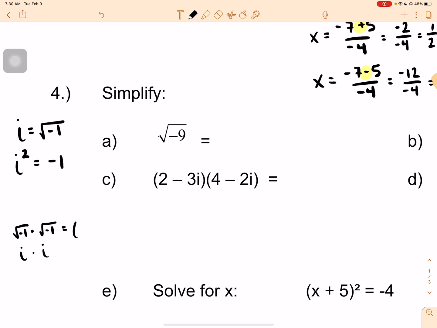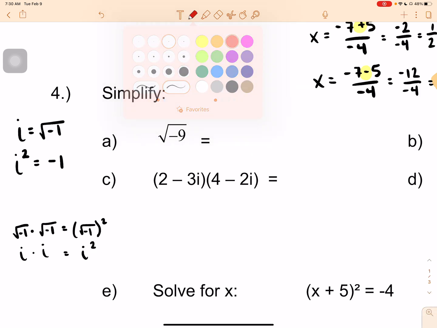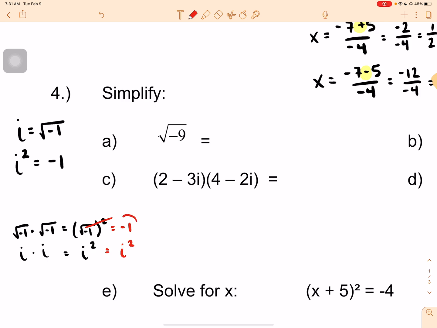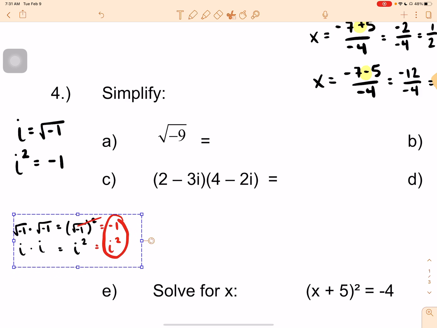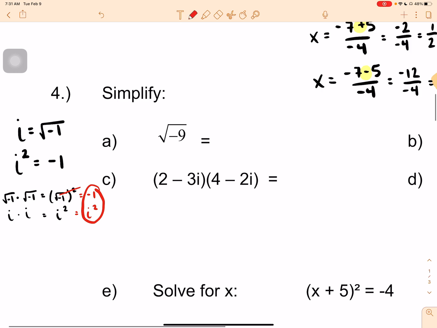So here we could rewrite this one as the square root of negative 1 squared. I'm writing a little tiny. And then this one, I times I, is I squared. So with the square root of negative 1 squared, the square root cancels out with the squared. So this just equals negative 1, and this is still just I squared, so I squared equals negative 1. Okay, and you can keep on going to I cubed, I to the 4th power, I to the 5th power, and so on. But really, the main ones you need to remember for right now are these two identities here.